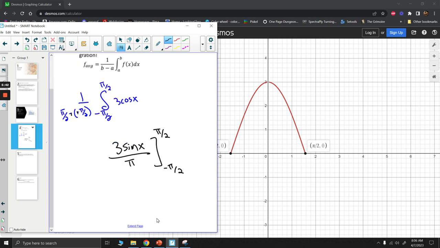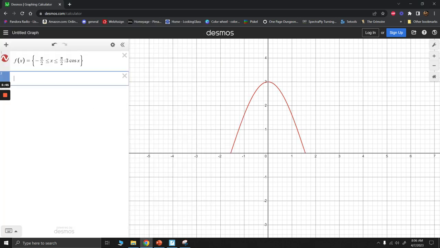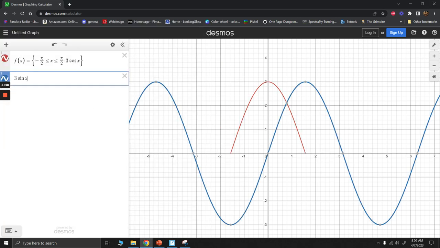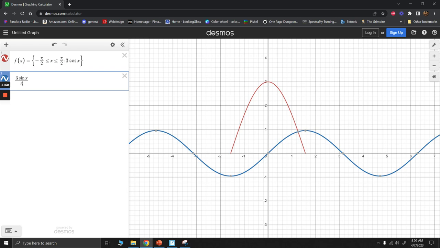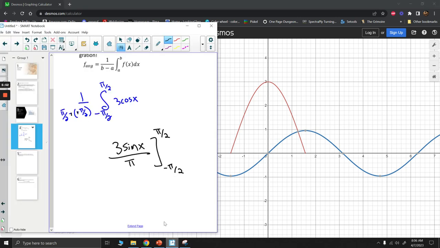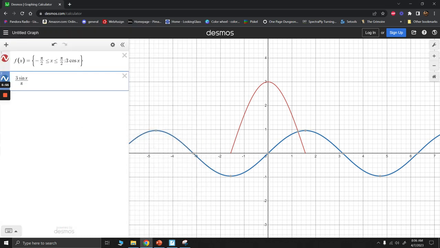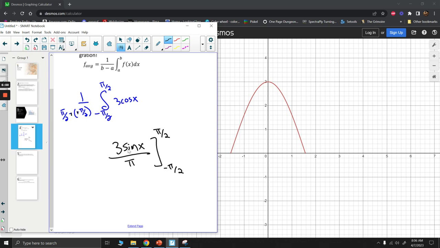Okay, so let's take a look at this. So 3 sine x over pi is basically what we have here, this integral. I just wanted to take a look at it. So what we want to do here, this is actually our height. If we plug these in, we will get our height that we want to look at, and then we're taking it and dividing it by the width of it.